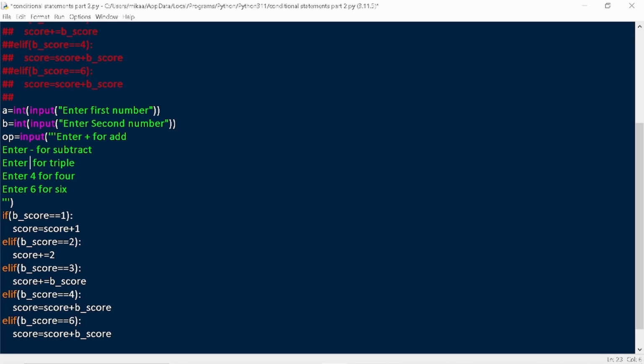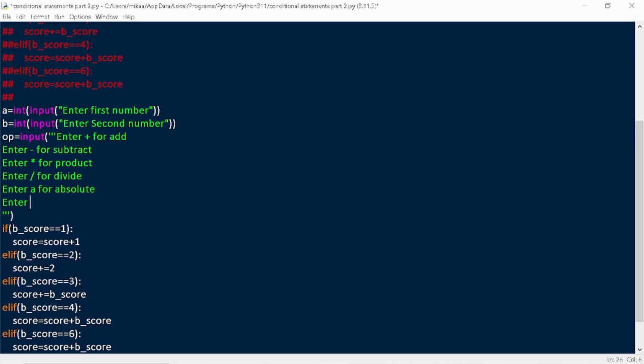If I enter asterisk over here, this means product. Enter slash for divide. Enter a for absolute. And enter percent for modulus, which gives the remainder.